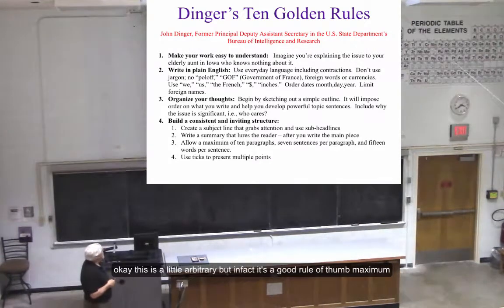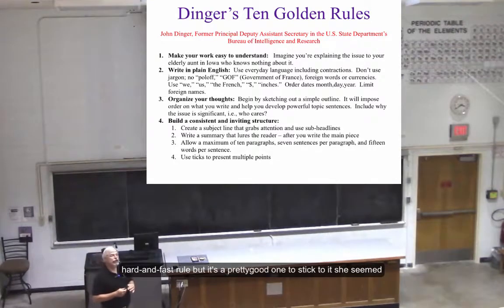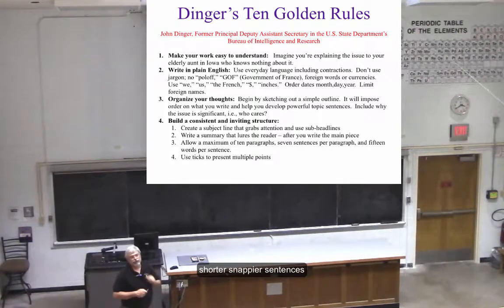This is a little arbitrary, but in fact it's a good rule of thumb. Maximum 10 paragraphs, 7 sentences per paragraph, and 15 words per sentence. This is not a hard and fast rule, but it's a pretty good one to stick to. Really long sentences take longer for the person to figure out than shorter, snappier sentences.